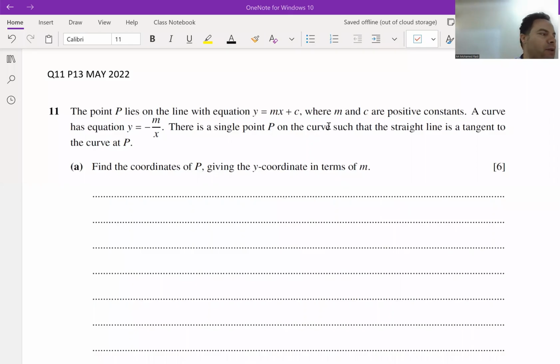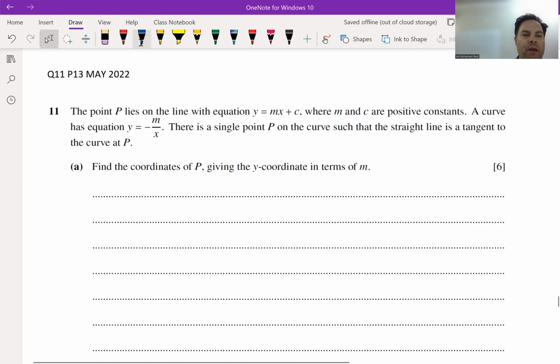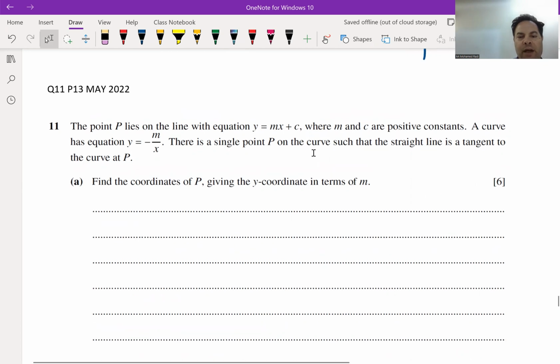Hello guys, in this tutorial I'm going to solve question number 11, paper 13 May 2022. The point P lies on a line with equation y equals mx plus c, where m and c are positive. There is a condition, m and c are positive, so if there are any negative values for them, don't forget to reject them. A curve has equation y equals negative m over x.